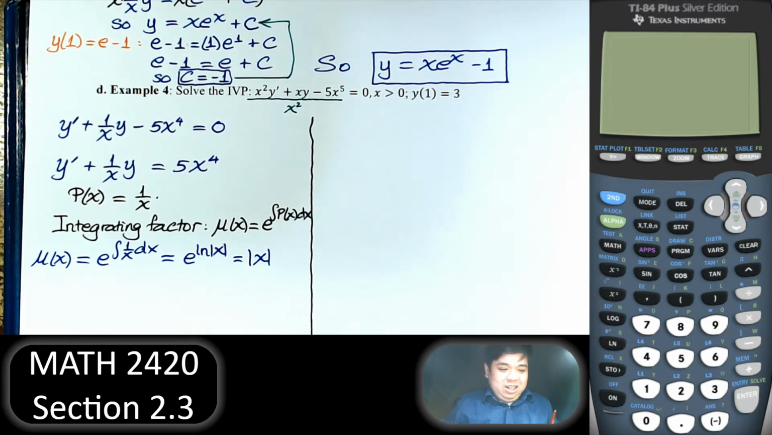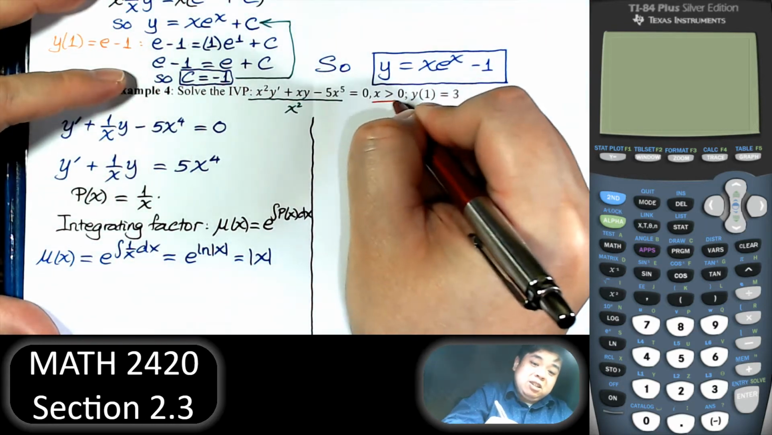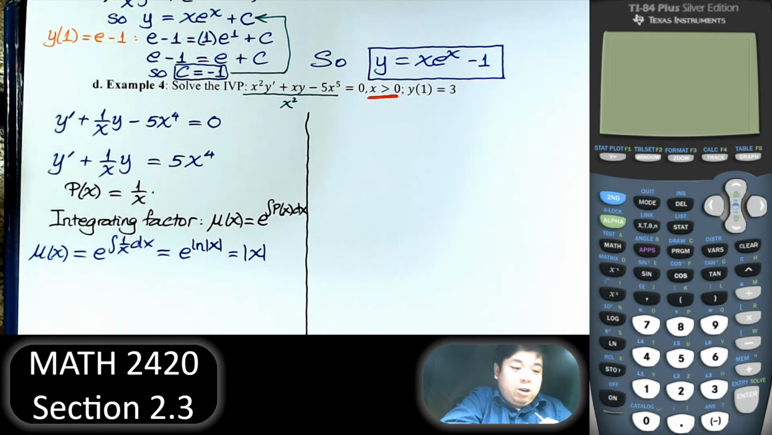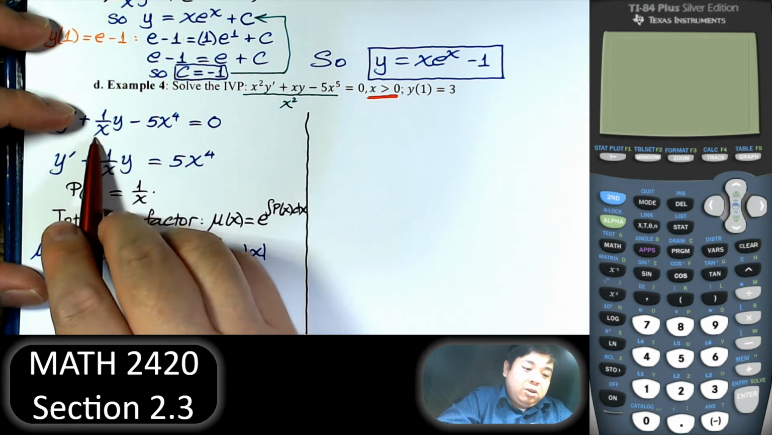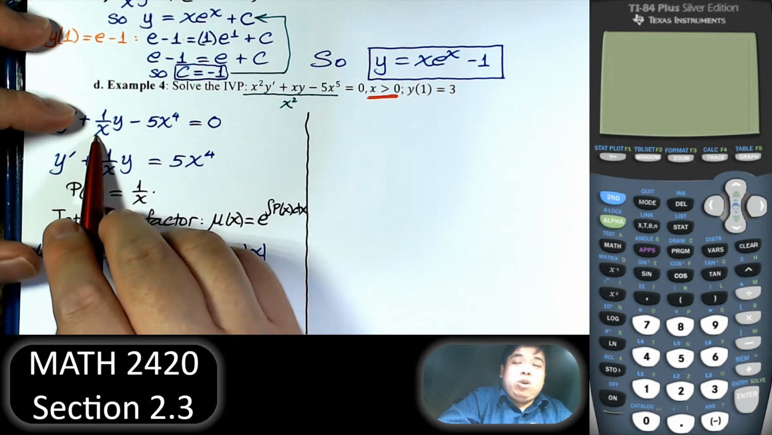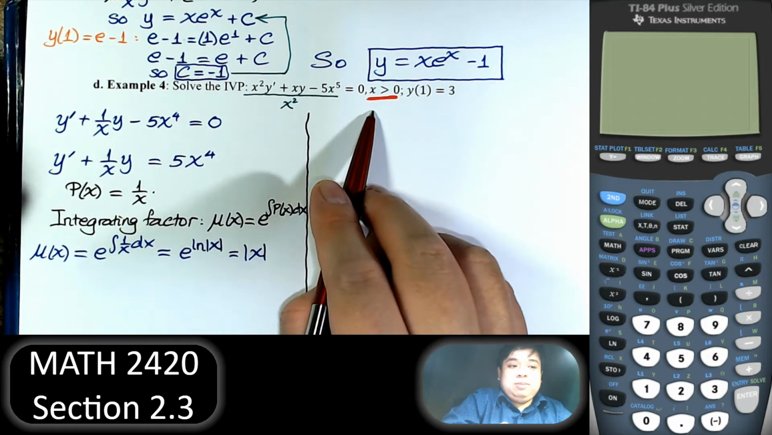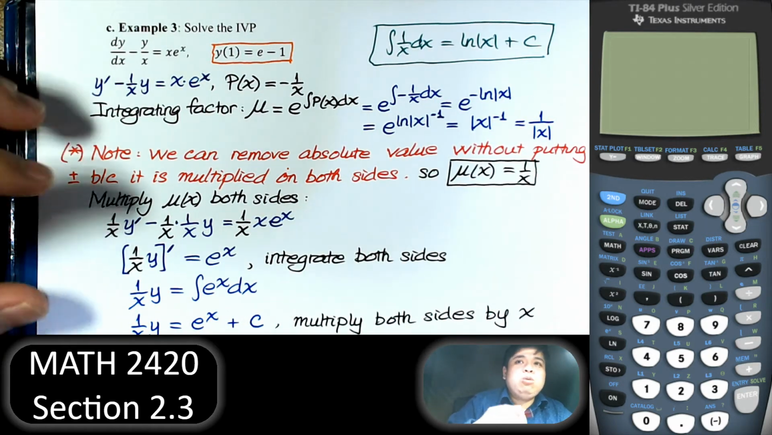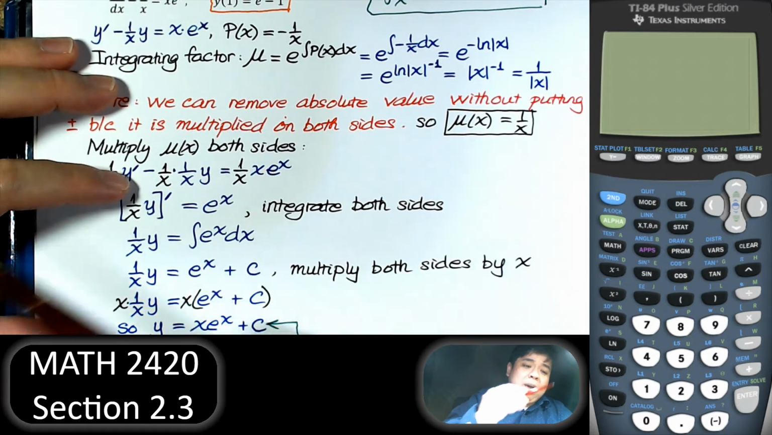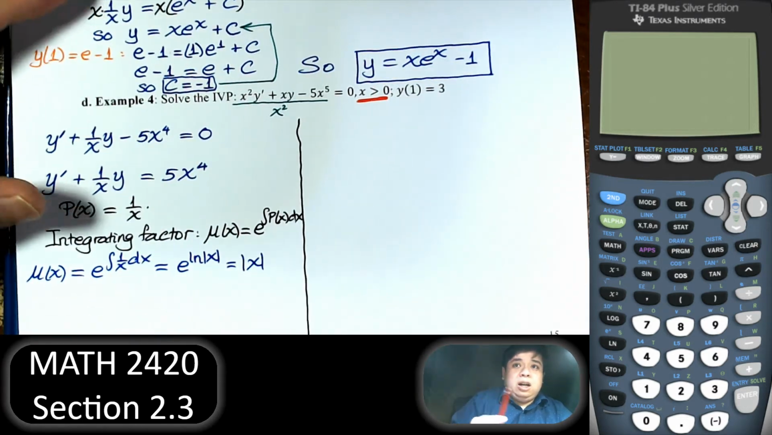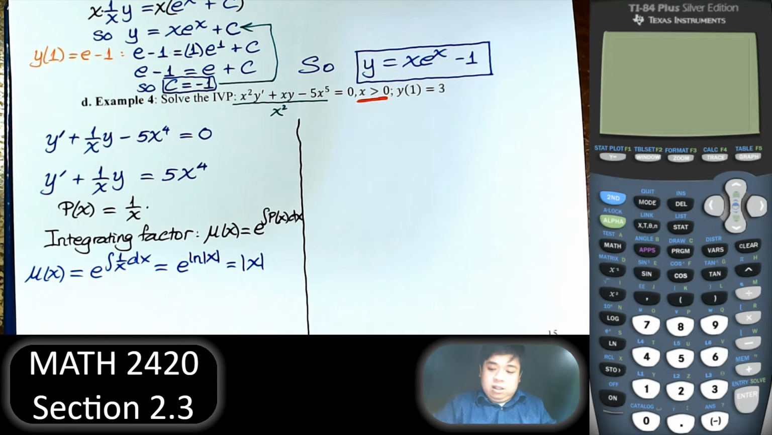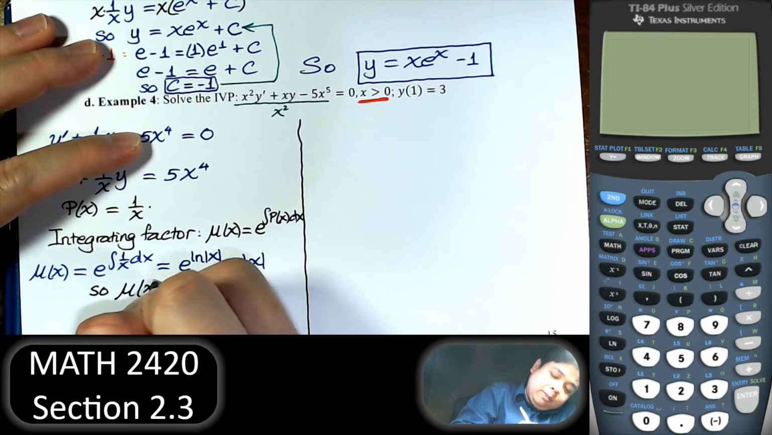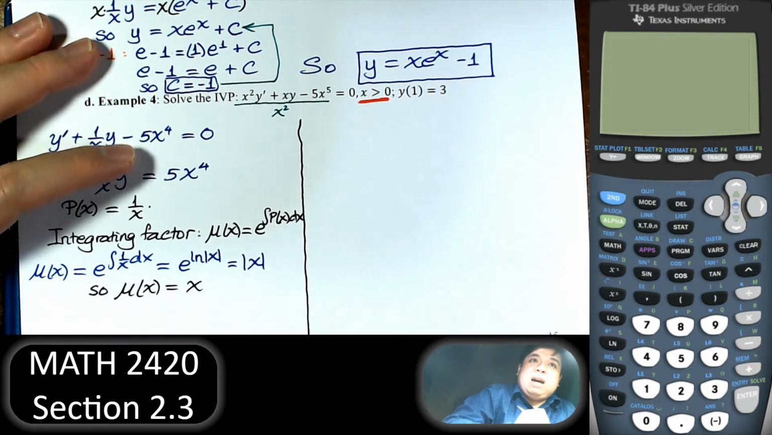Besides, in this problem, it's nice enough that they give us x is greater than 0. X cannot be equal to 0, right? Because if x equal to 0, divided by 0 is undefined. So they're nice enough to give us that. In the previous problem, they didn't give us that. But regardless, whether we have x greater than 0 or x less than 0, I just don't need the absolute values here. So integrating factor, it's just x.